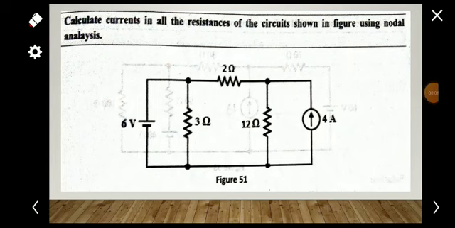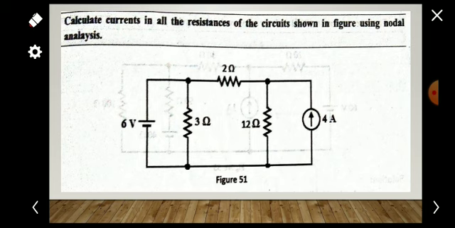Hi all. Today we are going to discuss a problem based on the node voltage analysis, or nodal analysis, method. The problem is to calculate the currents in all the resistances of the circuit shown in the figure using nodal analysis. This is the circuit given here.